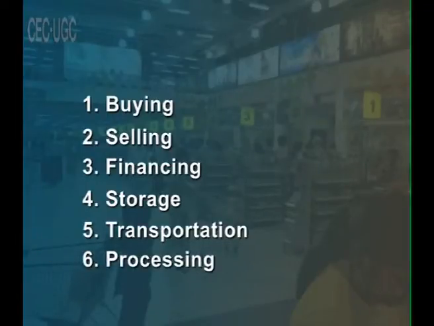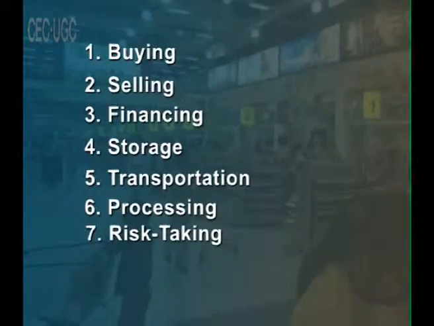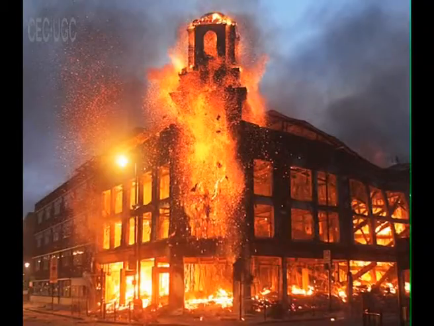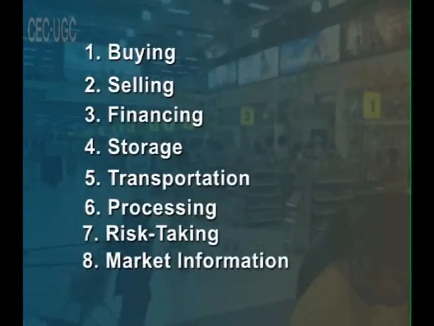Sixth, processing. Processing involves turning a raw product like wheat into something the consumer can use, for example, bread. Seventh, risk-taking. Insurance companies provide coverage to protect producers and marketers from loss due to fire, theft, or any other natural disasters.